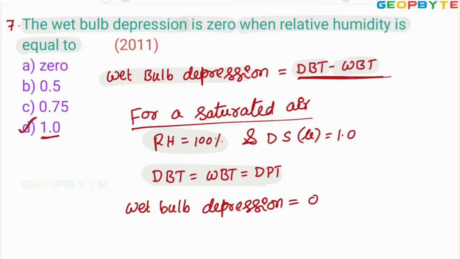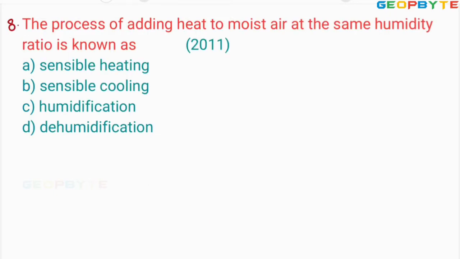Let us go for the next problem. Look at the 8th problem. The process of adding heat to moist air, here moist air means atmospheric air, at the same humidity ratio is known as sensible heating. Absolutely correct. The method of adding the water particles to the atmospheric air at constant specific humidity is called sensible heating.